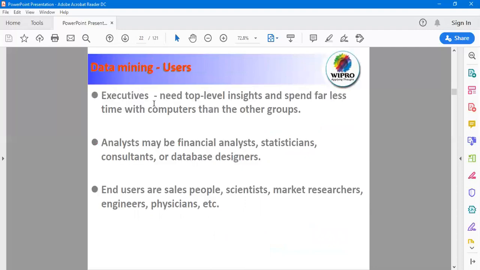So who are the data mining users? They are the executives. Generally, data mining applications are used by top-level insights, and they spend far less time with computers than other groups. Then analysts also use such link analysis. They may be financial analysts, statisticians, consultants, or even database designers.